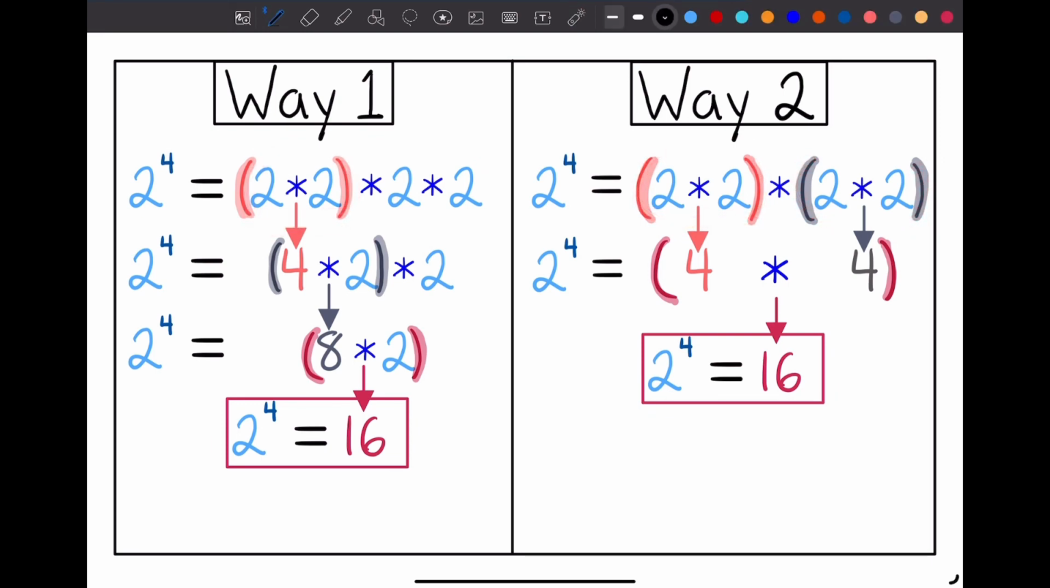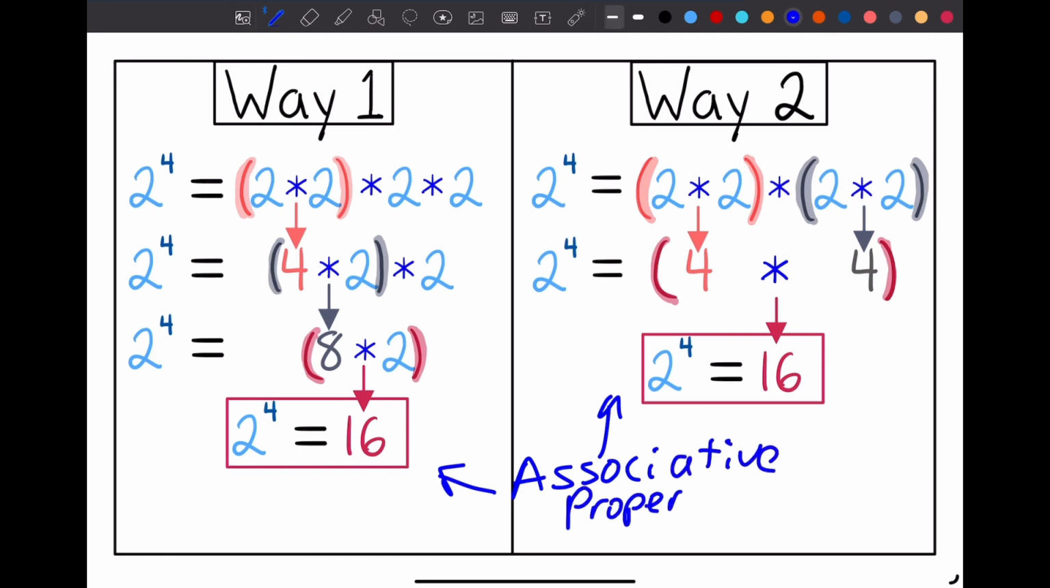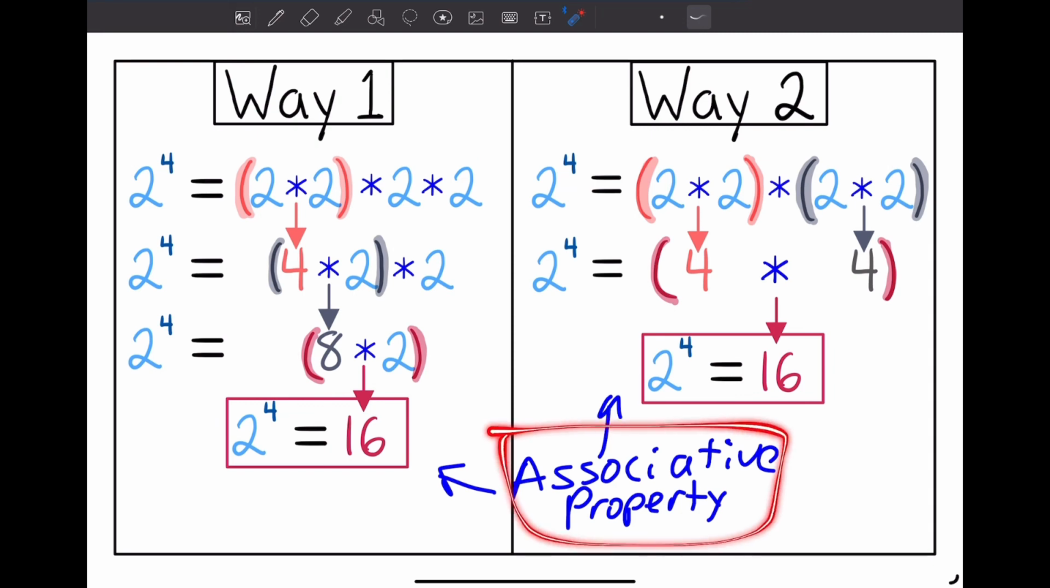So this grouping property of multiplication is called the associative property. And what the associative property tells us is that no matter how we group the numbers we multiply together, and it doesn't matter the order we calculate the products of these groups, if we do the multiplication correctly, we will always get the same answer. So the associative property gives us different ways of finding the value of exponential expressions.